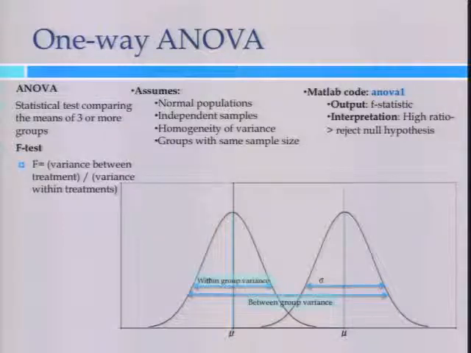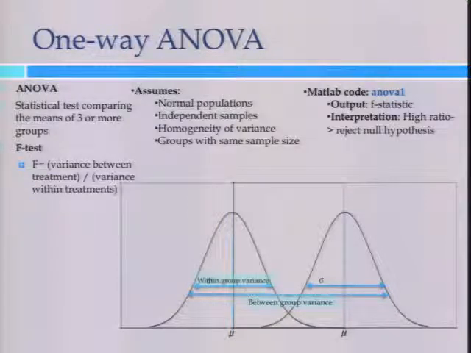So an ANOVA is a generalization of the t-test that can compare the means of 3 or more groups. The ANOVA tests the null hypothesis that all of the groups being compared originate from the same population. Similar to the t-test, it assumes normal populations, independent samples, and homogeneity of the variance.